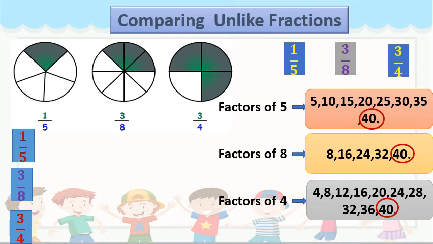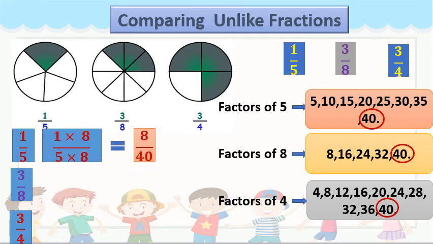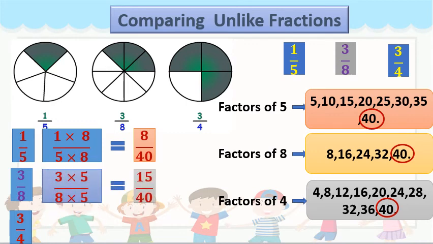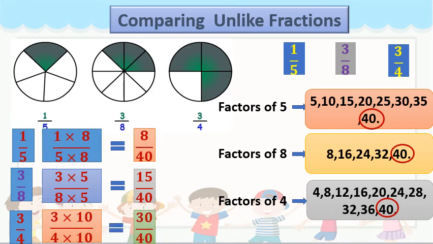Now 1 upon 5. So 5 8s are 40, isn't it? So we will multiply both by 8. 1 8 is 8 and 5 8s are 40. Got this? We will move to 3 upon 8. Here 8 5s are 40, so we will multiply both numerator and denominator by 5. So here 3 5s are 15 and 8 5s are 40. And the third one, 4 10s are 40, isn't it? So 3 10s are 30 and 4 10s are 40.